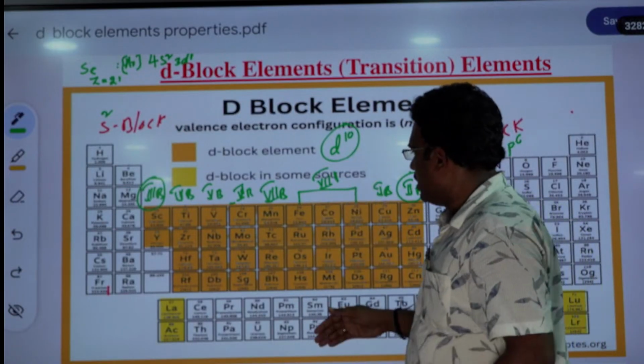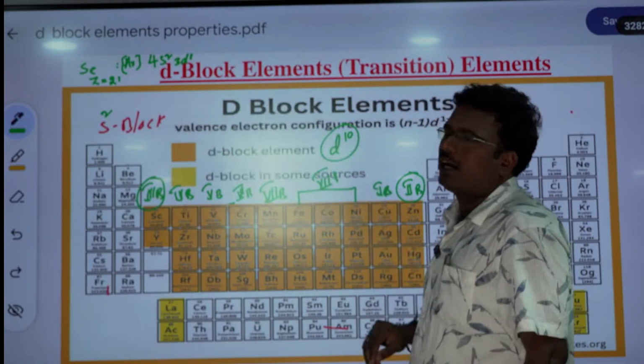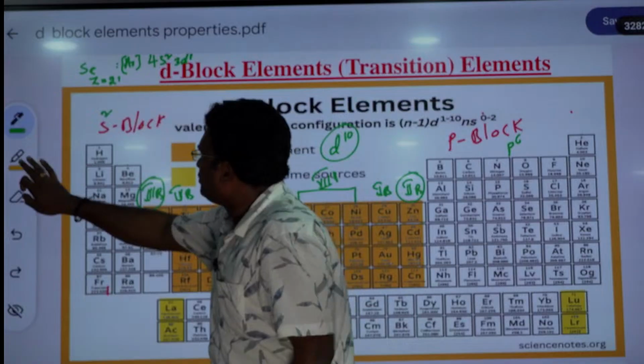Next class I will explain the characteristics of these elements. But here, now we are discussing the D block elements. Clear? So now start.